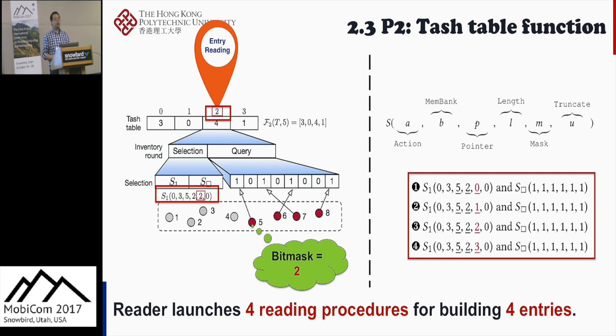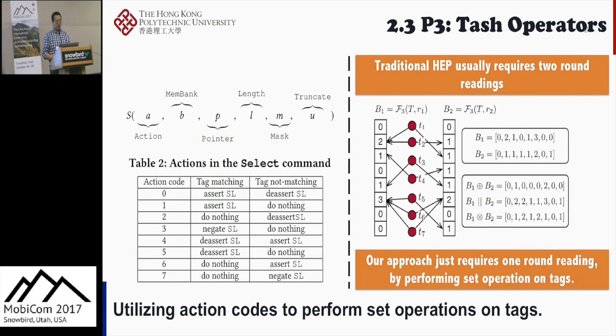Okay, in each entry reading, we have two select commands. The first select command is used to select the tags based on the hash value, and the second select is used for the 1-bit reply. Traditional hashing also usually requires multiple bitmaps to reduce the false positives, and of course they must acquire multiple bitmaps.